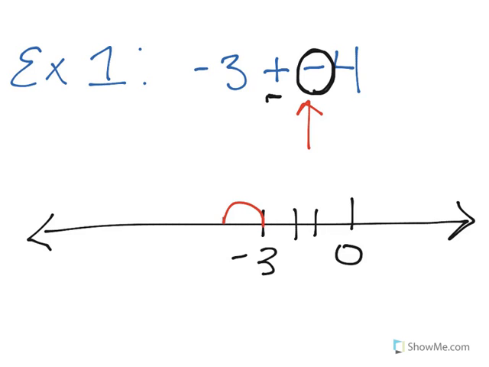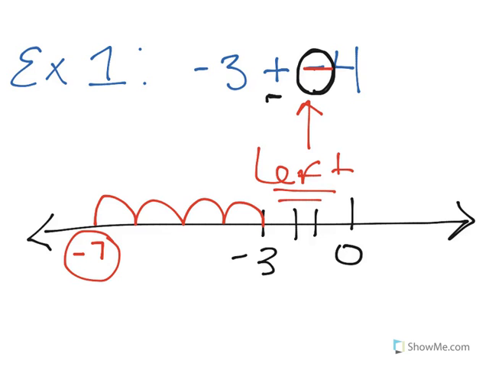So I'm going to the left, 1, 2, 3, 4. So I'm going to end up at -7. Again, whenever you have a negative that overpowers everything, we know we have to go to the left. Have to go to the left when it's negative.